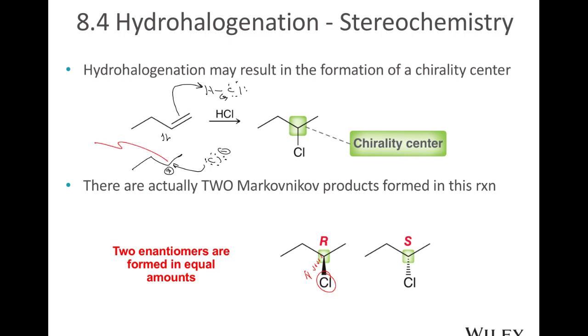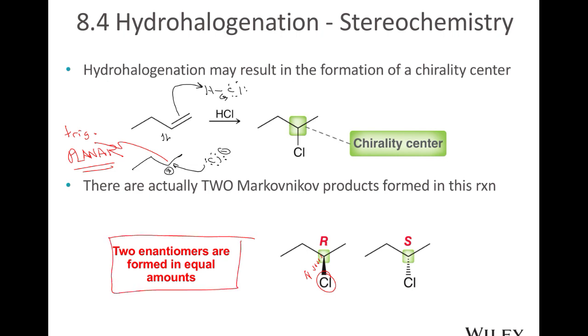So since this is a carbocation, we know this is trigonal planar. And since planar is just a fancy way of saying flat, that means when our nucleophile, the chloride in this case, attacks the carbocation, it can come from either face of the molecule. So in this case, we're going to get the two enantiomers, which are formed in equal amounts.